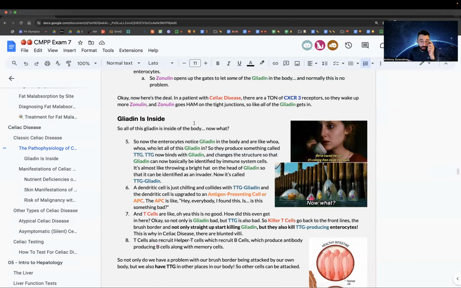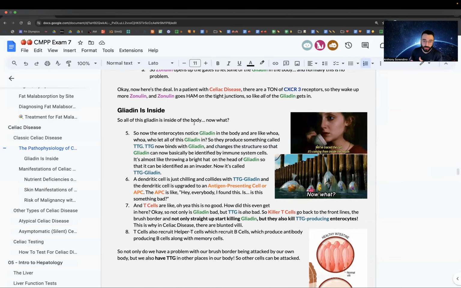So let's walk through that. So enterocytes notice gliadin in the body on the other side of the enterocytes, and they're like, whoa, whoa, whoa, how did you get in here? So they produce something called TTG. And TTG now binds with gliadin and actually changes the structure of gliadin so it can now be identified by immune system cells. So it's almost like the enterocytes are throwing a bright hat on the head of gliadin so that the body can recognize it. It's like, hey, that's an invader, that's an invader, that's an invader. And now it's called TTG gliadin, okay?